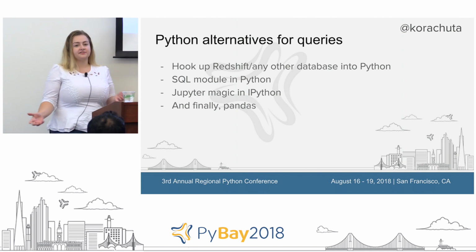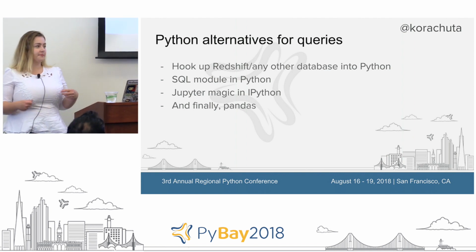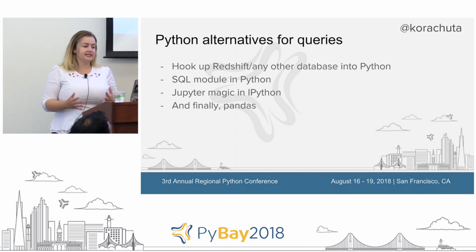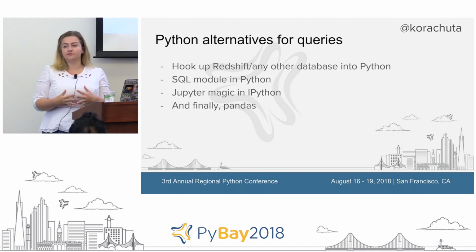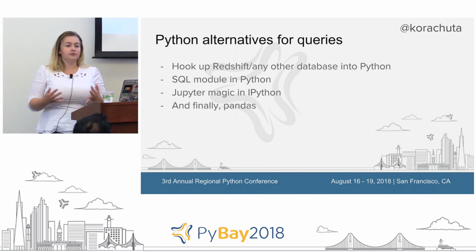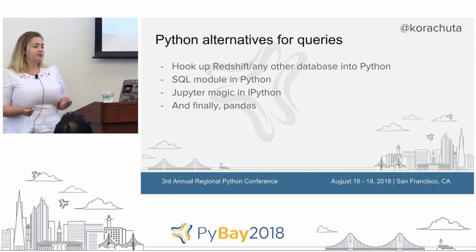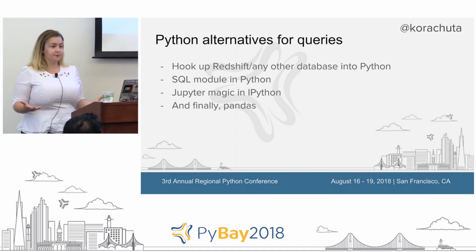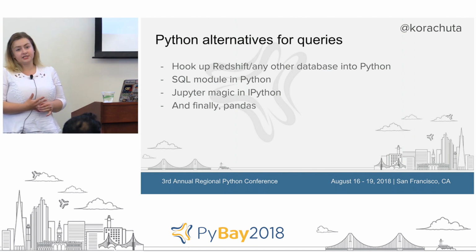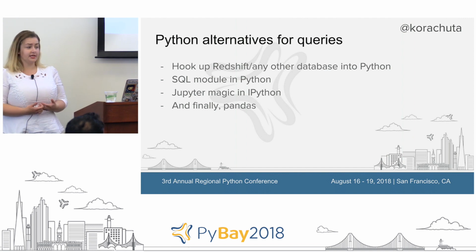So, Python alternatives for queries. There are many ways that we can combine the Python and SQL querying way of looking at data, and one of them is hooking up Redshift or any other database. I've mainly dealt with Redshift myself into Python, so that way you write a script and you can actually query your database in Python writing SQL. There's also a SQL module in Python, and you can also use Jupyter Magic in IPython or Jupyter Notebooks. Jupyter Notebooks are a very common IDE for data science, and that's what I will be using throughout this presentation.